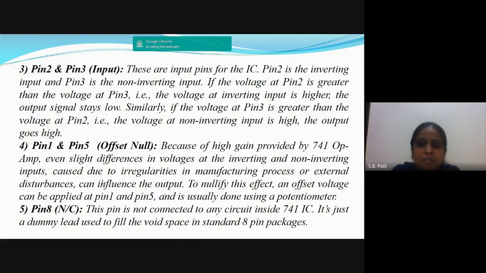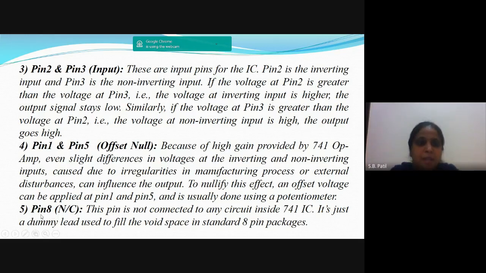Because of irregularities in the manufacturing process or external disturbances, the input can change, and the output voltage also changes. A slight change in the input causes an appreciable change in the output. So to nullify this effect, an offset voltage can be applied at pin number 1 and pin number 5, and this is usually done by using a potentiometer.